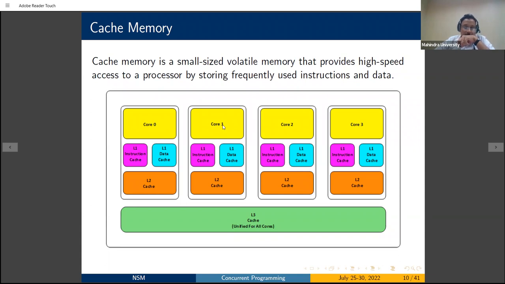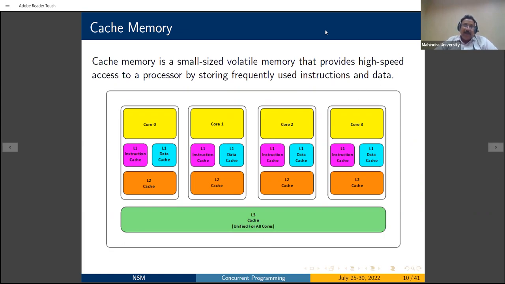Next, suppose data is available in the L1 cache of core 0. How is that data accessed by core 1? It is accessed with the help of some cache coherence protocol. Most probably tomorrow, Kalyan will discuss different types of cache coherence protocols, and how data is accessed with the help of the MOESI and MESI protocols.